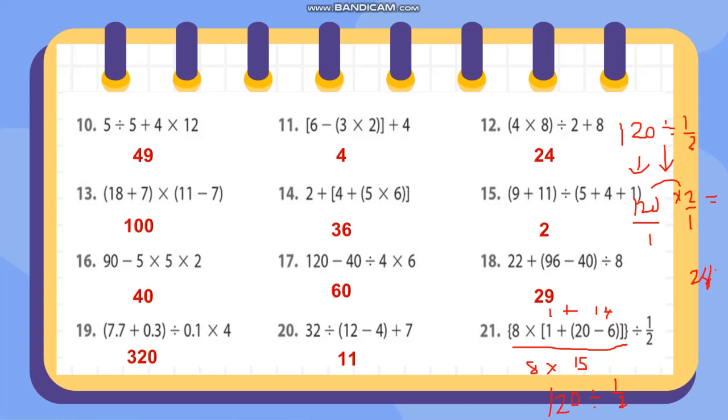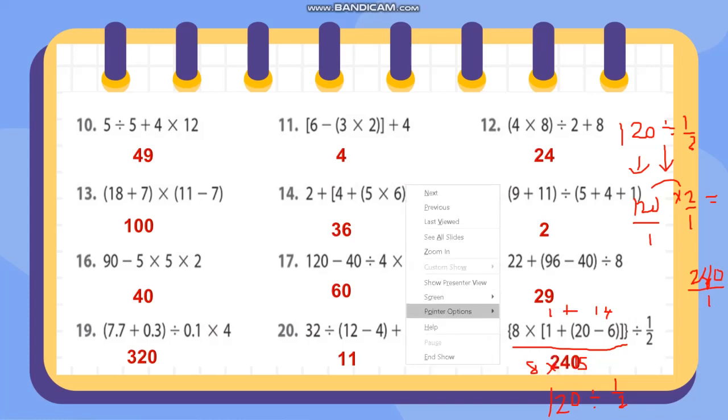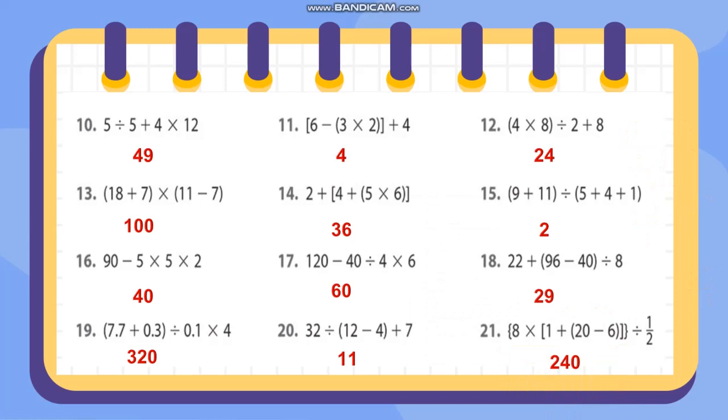Then we have over 1, because 1 times 1 is 1. So 240 divided by 1. So the answer is 240.